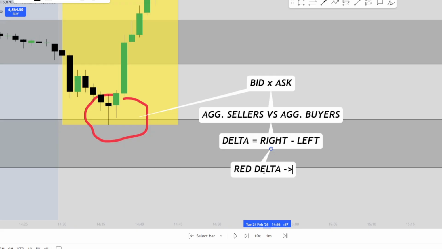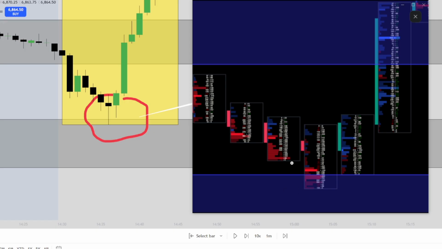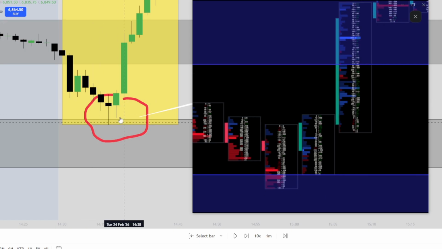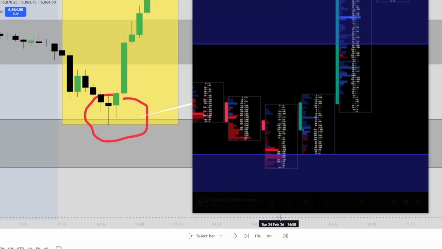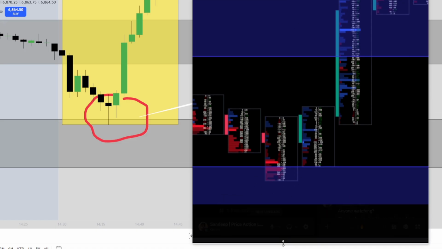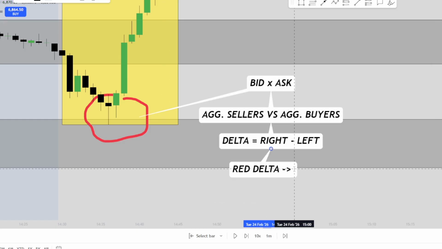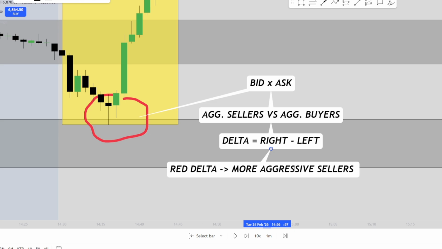What does the red delta translate to? We see the red delta here on this wick rejection before the market rallied much higher. We see a lot of red. What does this red delta actually indicate, without actually reading the numbers? What it tells us is that there are more aggressive sellers than buyers. More aggressive sellers than aggressive buyers.